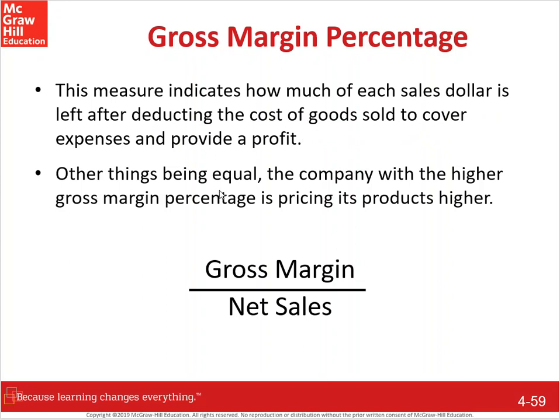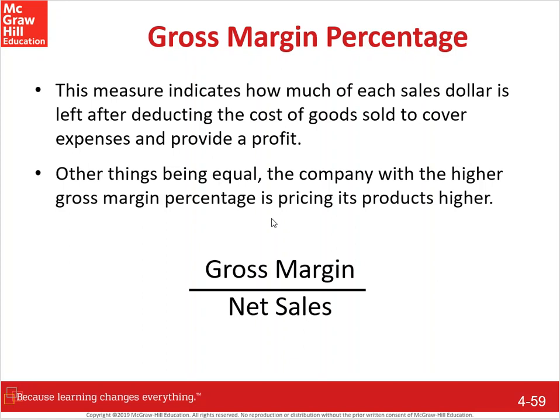All other things equal, the company with the higher gross margin percentage is pricing its products higher. So way back at the beginning of the chapter, we had talked briefly about a company's pricing model and how that's kind of reflected in their gross margin and their gross margin percentage. We looked at Walmart versus Saks. So a company with a higher gross margin percentage is pricing its products higher. So that would be Saks Fifth Avenue. They're going to have a higher gross margin percentage because they mark their goods up excessively, where Walmart is trying to keep their prices really low.